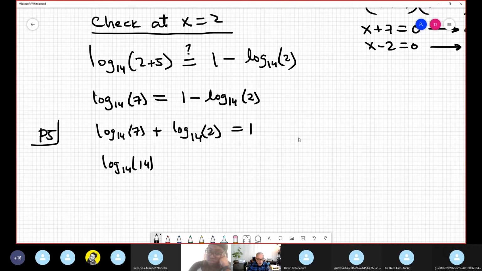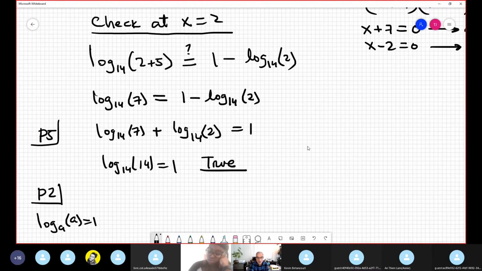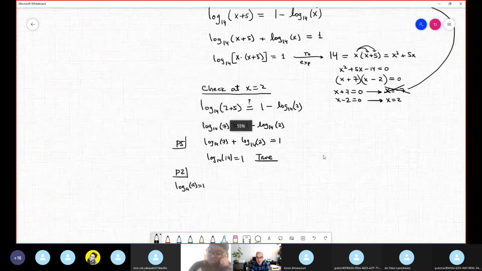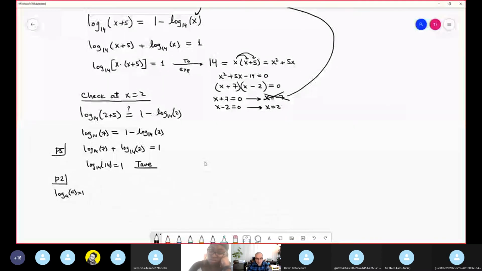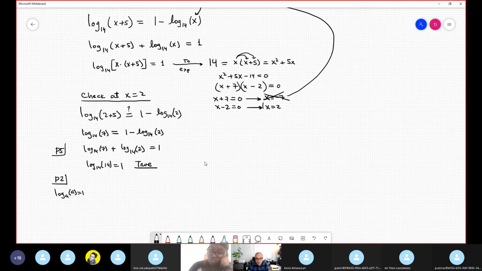Now I know property number 2 says that the logarithm of any base when the argument is the same as the base is 1. So 1, and I prove that. Super true. That means that solution 2 is good. Solution 2 is good. The solution is perfect.